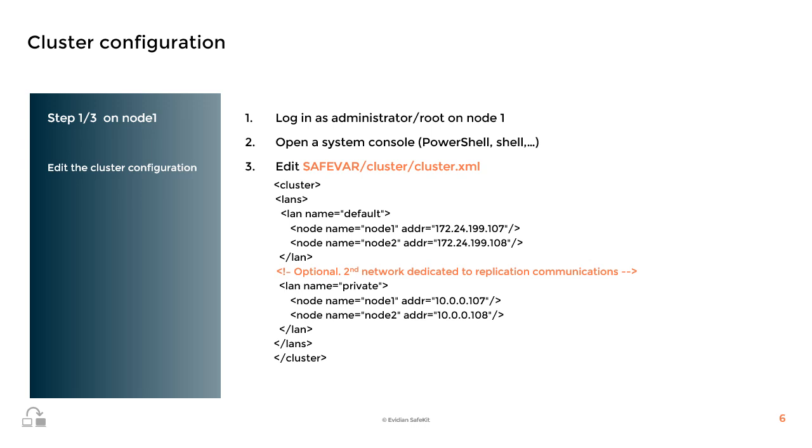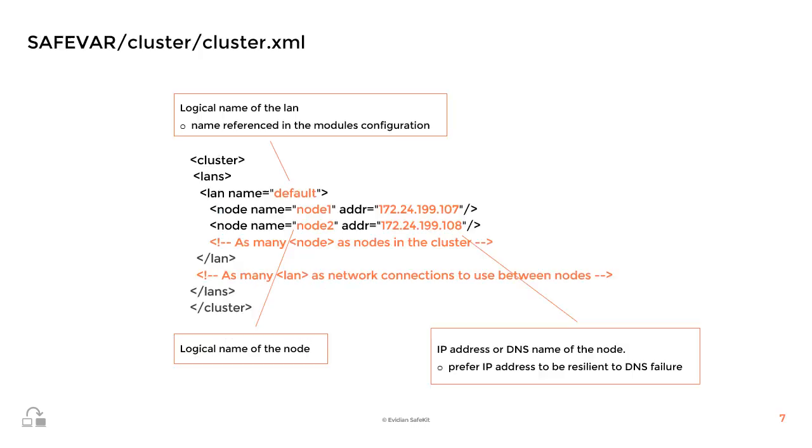In the cluster.xml example, you can see the definition of 2 LANs, or local area networks, between 2 nodes. The first LAN is named default, and the second one is named private. The IP addresses of both nodes on each LAN are provided. By default, there is a single LAN. However, a second LAN can be useful if you wish to set up a dedicated replication network on a private network. Let's take a closer look at the essential configuration of the cluster.xml file.